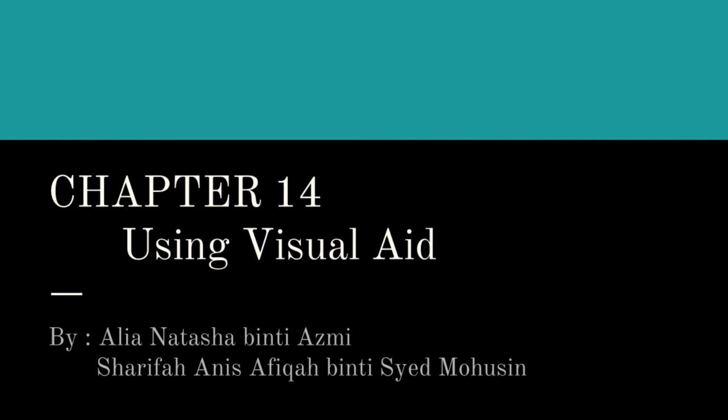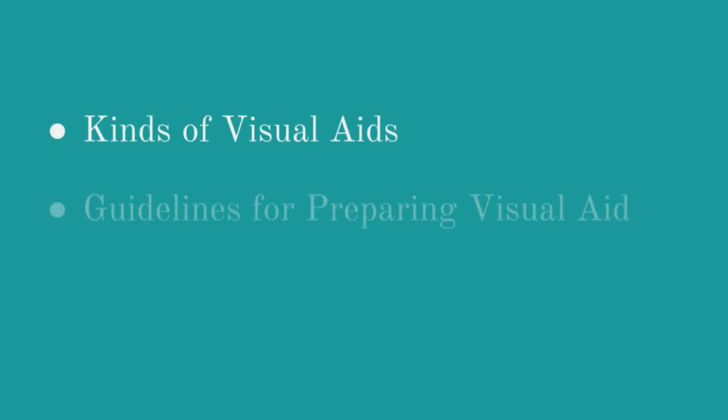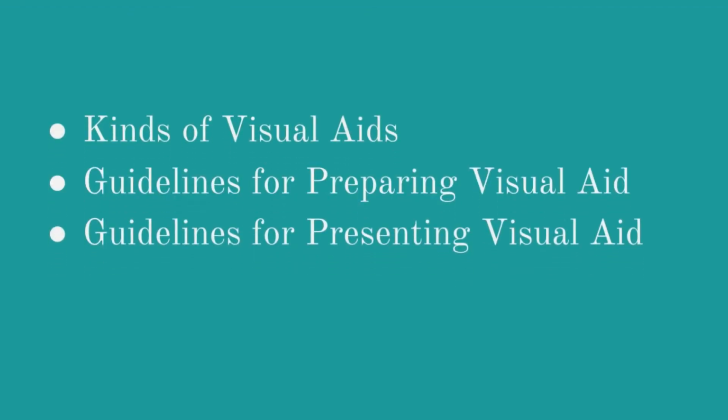In this chapter, we will concentrate on visual aids suitable for classroom speeches and how to use our visual aids properly. These are the subtopics in chapter 14 which we will discuss: kinds of visual aids, guidelines for preparing visual aids, and guidelines for presenting visual aids.